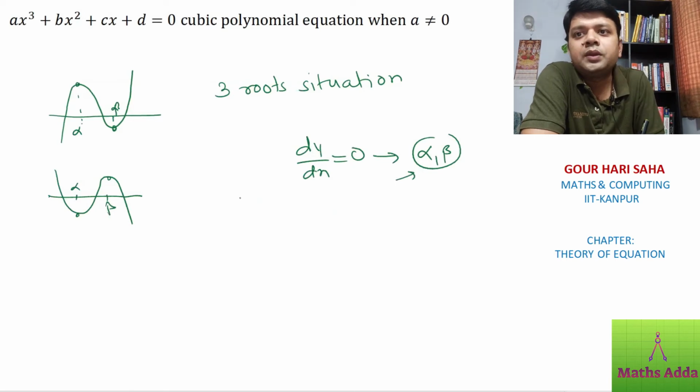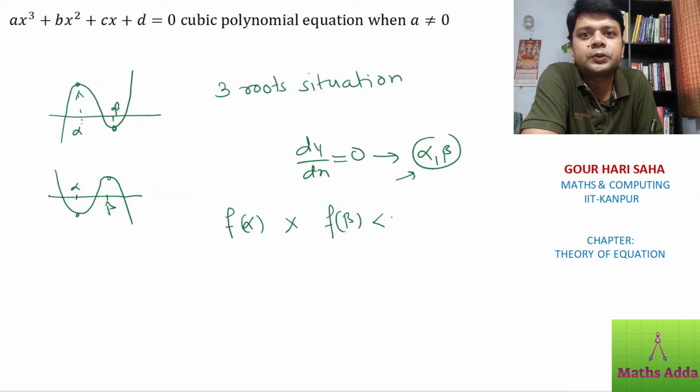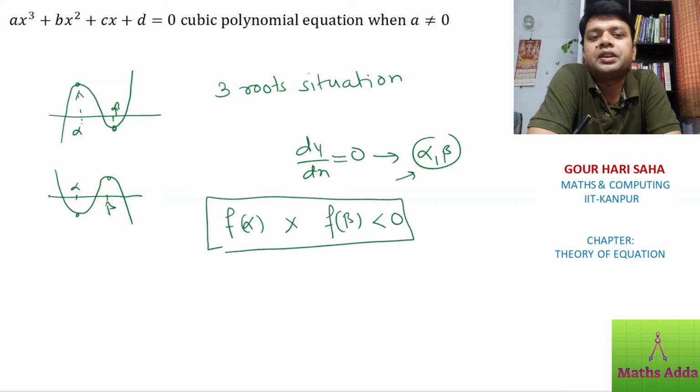Then what we will be doing, one will be maxima, one will be minima. I will be finding f alpha and I will be finding f beta, right. So f alpha, if it is on the opposite side, one will be positive, one will be negative, this means the product will always be less than 0. I will be using this to see whether a cubic polynomial equation has 3 roots or not, right. So let's take one example.